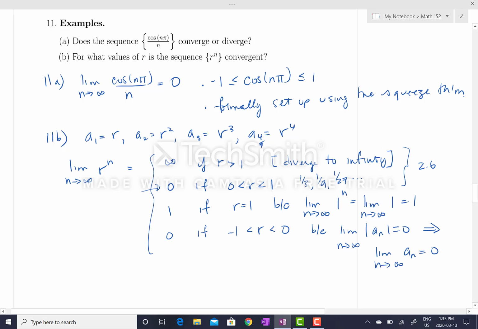Okay, and then there are a couple more categories here. Allow me to expand down my case statement. It diverges if r is equal to -1, because we just go -1, plus 1, -1, plus 1, and it diverges if r is less than or equal to -1.